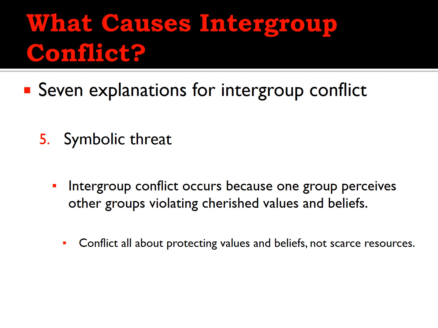Another explanation given for intergroup conflict is symbolic threat. According to this explanation, intergroup conflict occurs not because groups are fighting over actual resources, but because one group sees another group as violating their values and beliefs.